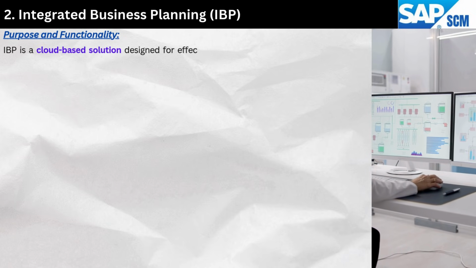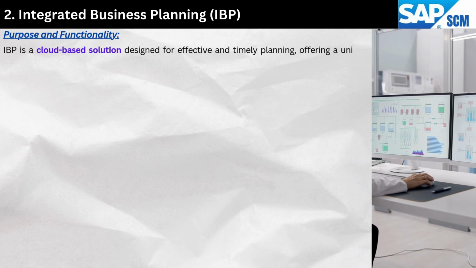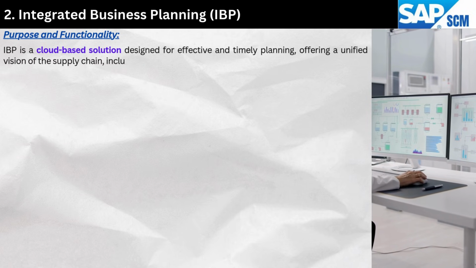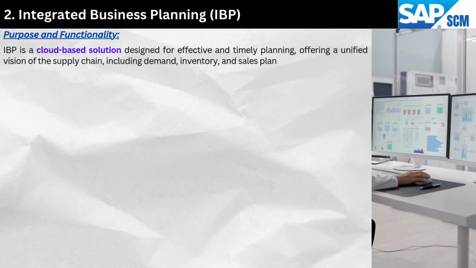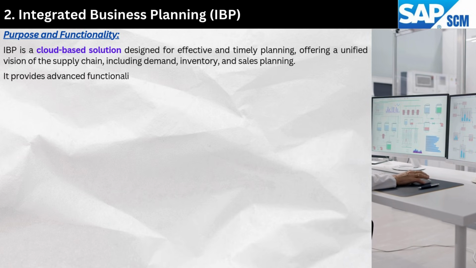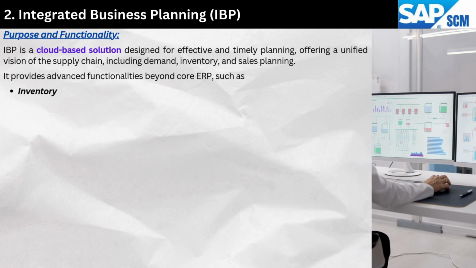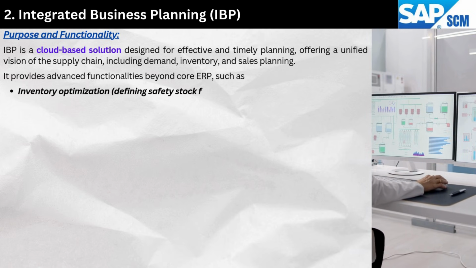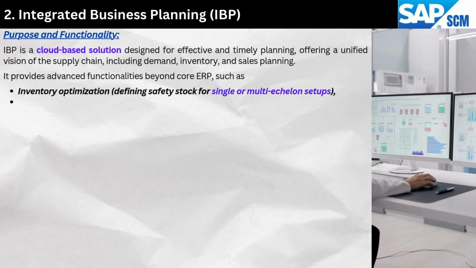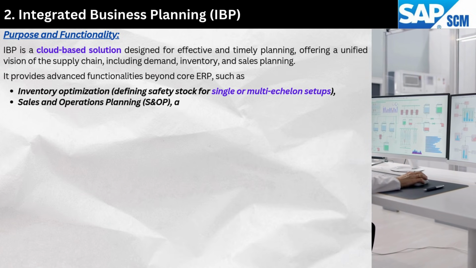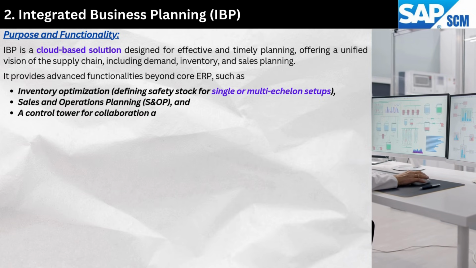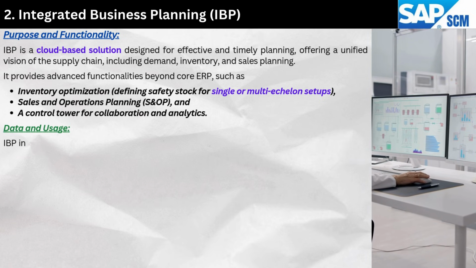2. Integrated Business Planning, IBP. Purpose and functionality. IBP is a cloud-based solution designed for effective and timely planning, offering a unified vision of the supply chain, including demand, inventory, and sales planning. It provides advanced functionalities beyond core ERP, such as inventory optimization, defining safety stock for single or multi-echelon setups, sales and operations planning, S&OP, and a control tower for collaboration and analytics.